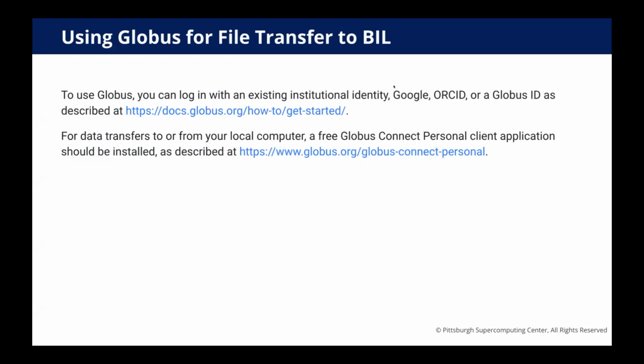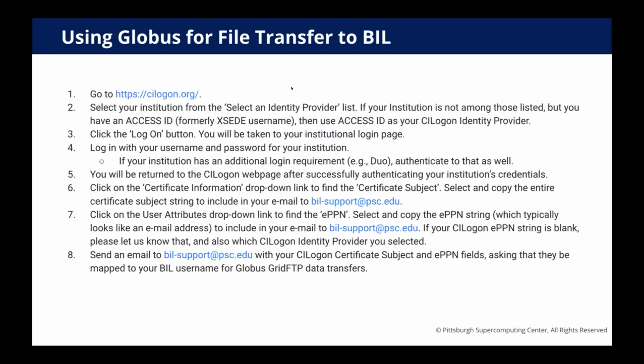I'm going to show an example of how to use Globus for folks who may be interested in that. To use Globus, you'll have to log in with your access information. There's a few links here on how to get started with Globus, as well as downloading the Globus Connect Personal application that gives you the interface to be able to do the file transfer. How it would work is you would head on to cilogon.org, choose the institution via select a provider, and provide your access information there.